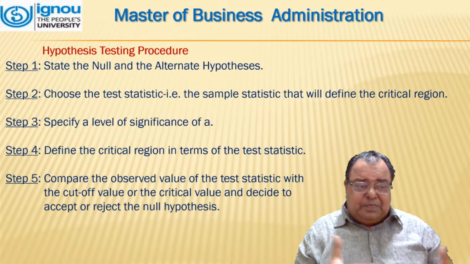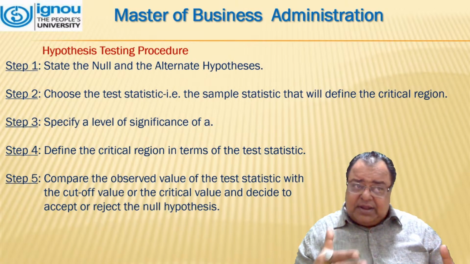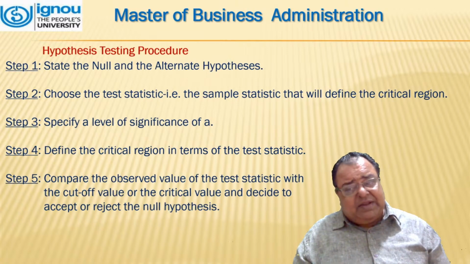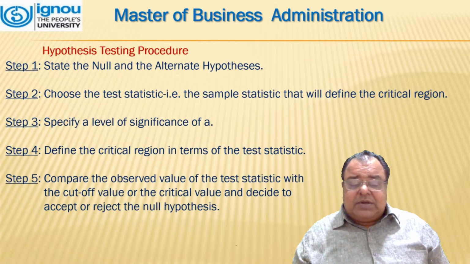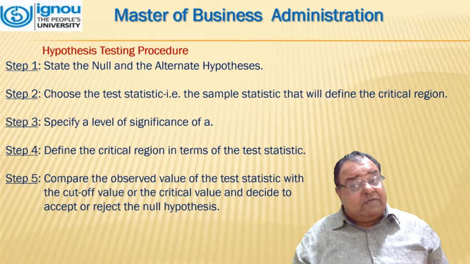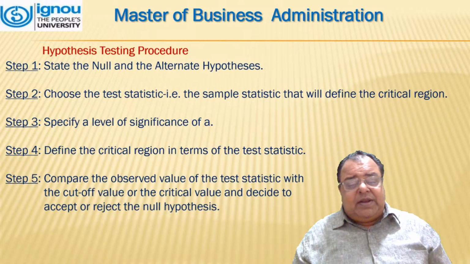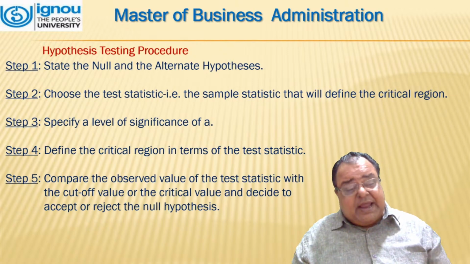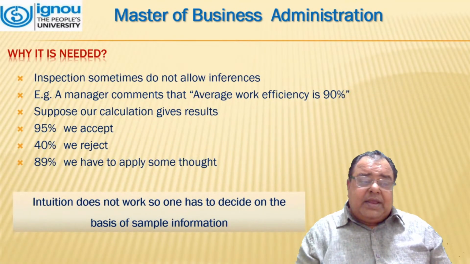Now what is the procedure? Step one is to state the null and the alternate hypothesis, that is H naught and H1. We choose the best statistic, that is the sample statistic that will define the critical region. Third step, specify the significance level alpha. Fourth step is to define the critical region in terms of the test statistic. And step 5 is to compare the observed value of the test statistic with the cutoff value of the critical value and decide to accept or reject the null hypothesis. Why is it needed?